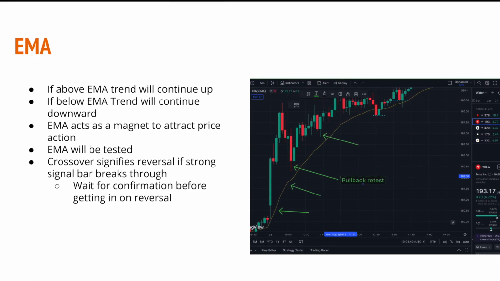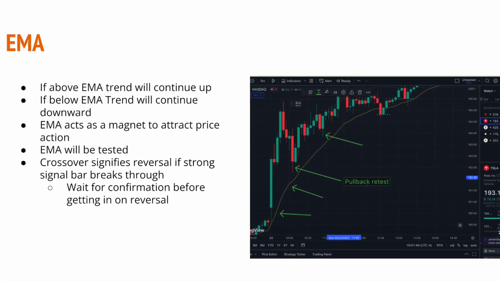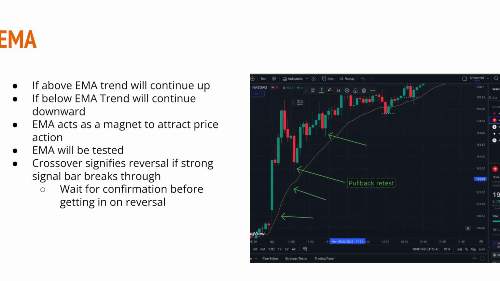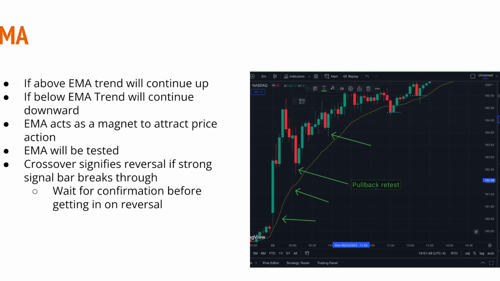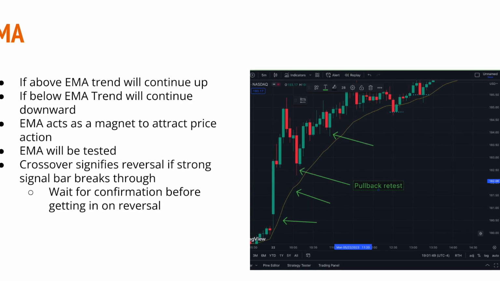The EMA acts as a magnet to attract price, and the EMA is typically tested multiple times. A crossover of the EMA signifies a reversal if there's a strong signal bar that breaks through. Wait for confirmation before getting in on the reversal.